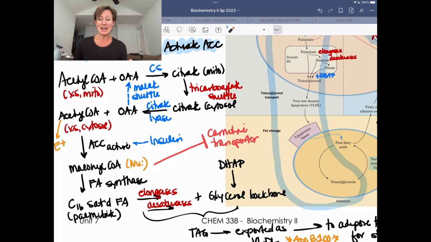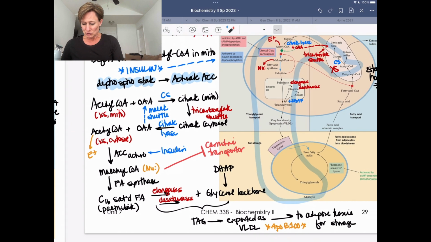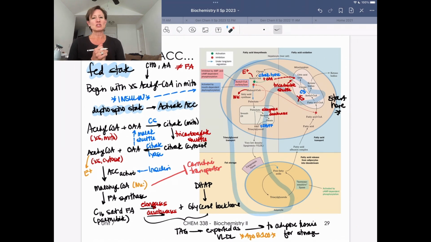Because if we've got a fatty acid that went through the carnitine transporter and found its way into the mitochondrion, it's beyond the point of being able to regulate or control. It is going to be broken down by beta oxidation. Okay? So a lot to think about there, but it's all about whether or not ACC is active and ultimately about whether or not fatty acids are allowed to go into the mitochondrion.